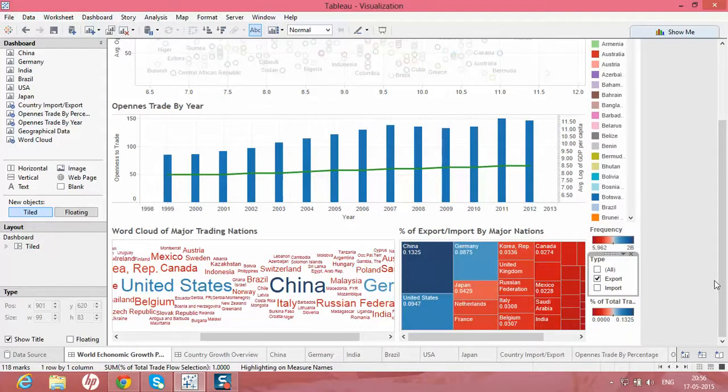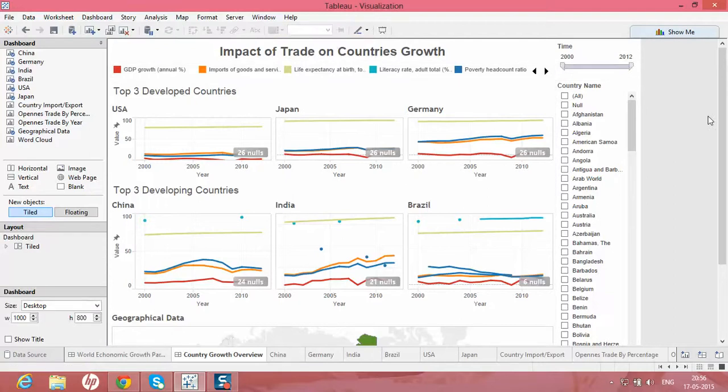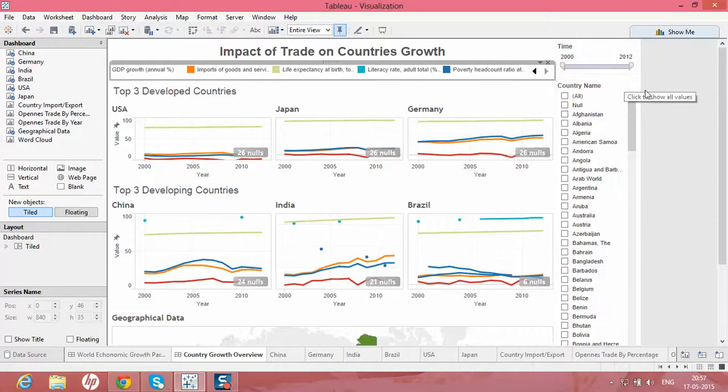Then we move to the second dashboard, in which we tried to identify the relation between trade and countries' growth. We compared the top three developing countries and the top three developed countries in terms of annual GDP growth, imports of goods and services, exports of goods and services, child mortality rate, life expectancy at birth, literacy rate, poverty, and population headcount. The top three developed countries are the USA, Japan, and Germany, and the top three developing countries are China, India, and Brazil.